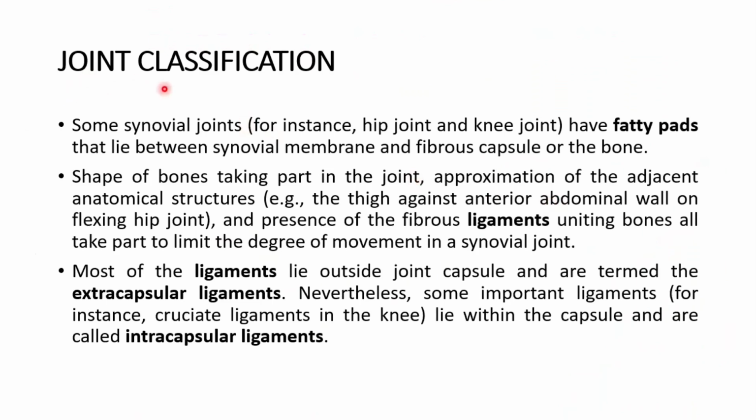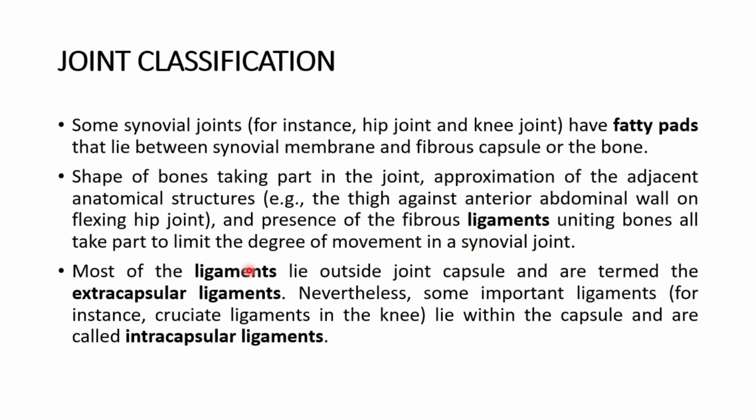So the classification continues. Some synovial joints, for instance the hip joint and knee joint, have fatty pads that lie between the synovial membrane and the fibrous capsule or the bone. The shape of the bones taking part in the joint, approximation of the adjacent anatomical structures, for example the thigh against the anterior abdominal wall on flexing the hip joint, and the presence of the fibrous ligaments uniting bones all take part to limit the degree of movement in a synovial joint.